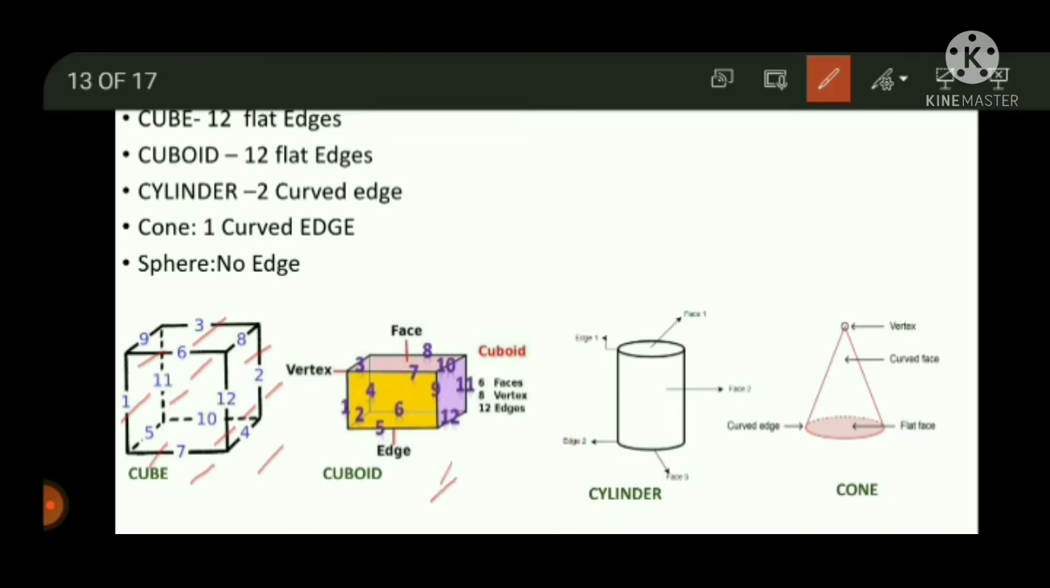In a cylinder, there are 2 curved edges. Here one and here one. And in a cone, there is only one curved edge, that is here. But a sphere has no edge at all.